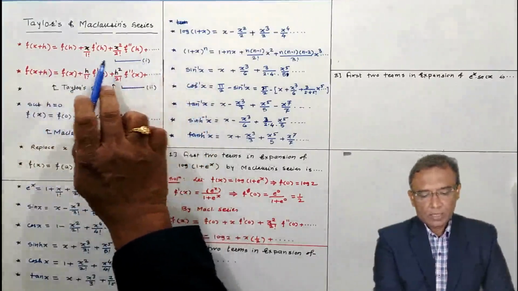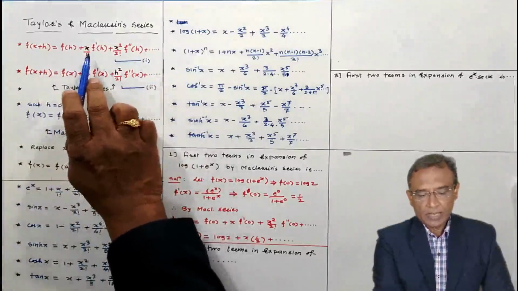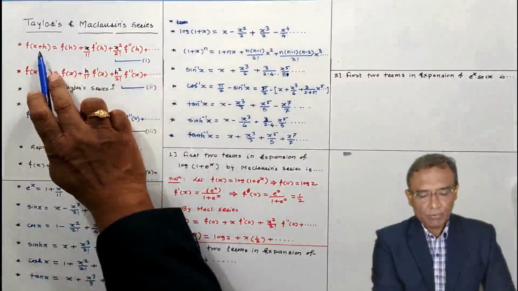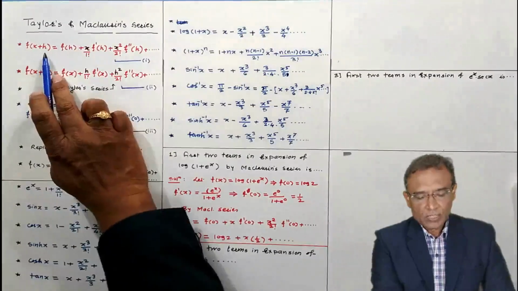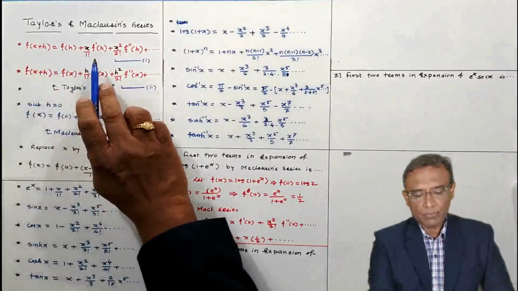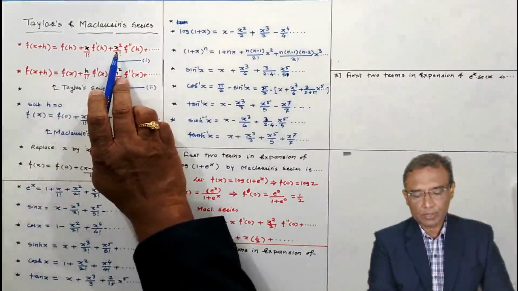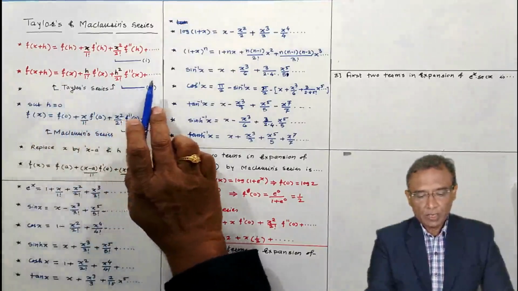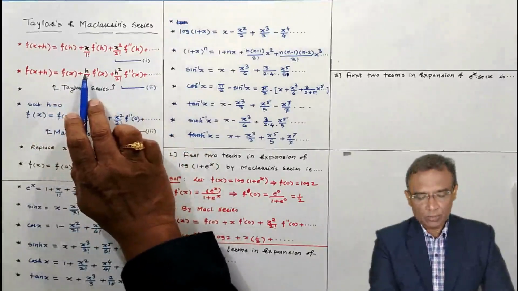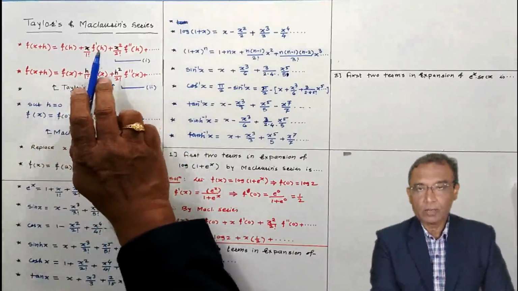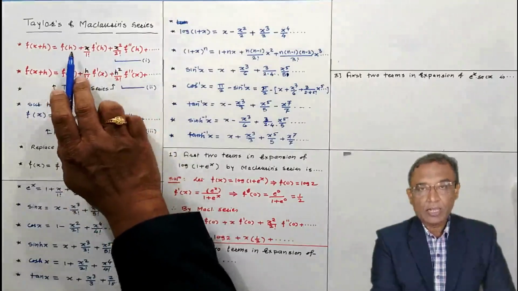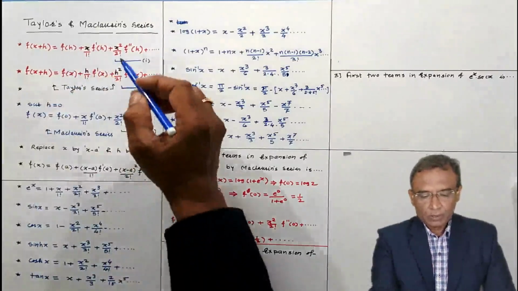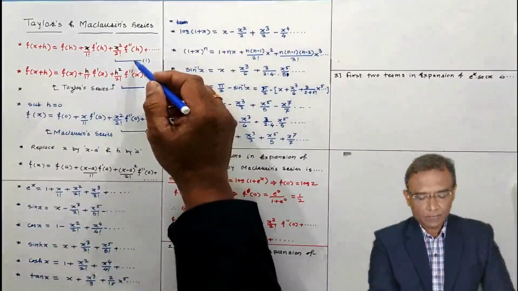This Taylor series is in ascending powers of x. Means function f of x plus h is expressed in ascending powers of x. And the same series is expressed in ascending powers of h now. This is h, this is x. Means in short, h is replaced by x and x is replaced by h. So these two are Taylor series.